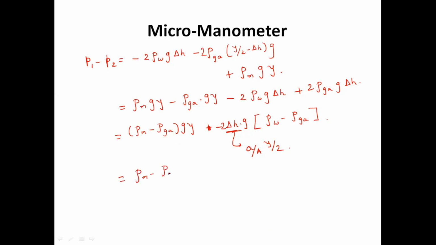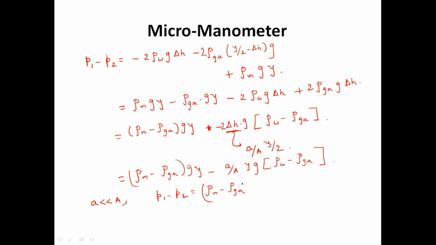Rho M minus rho GA into g y, minus a by A y g, rho W minus rho GA. This is the equation you are getting. If a is much less than capital A, P1 minus P2 can simply be obtained from the manometric fluid rho minus gauge fluid rho into g into y. This will give you the idea of it.